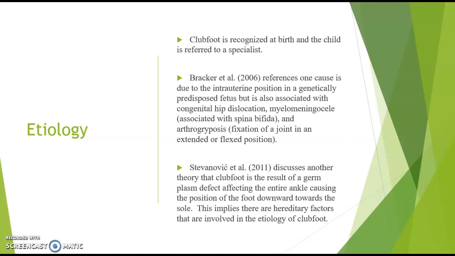There are many supposed genetic causes for clubfoot. One researcher said it's an intrauterine position and a genetically predisposed fetus that causes it. And then there's another theory about clubfoot being the result of a germplasm defect. Both of these theories imply that there's a hereditary factor involved in the cause of clubfoot.